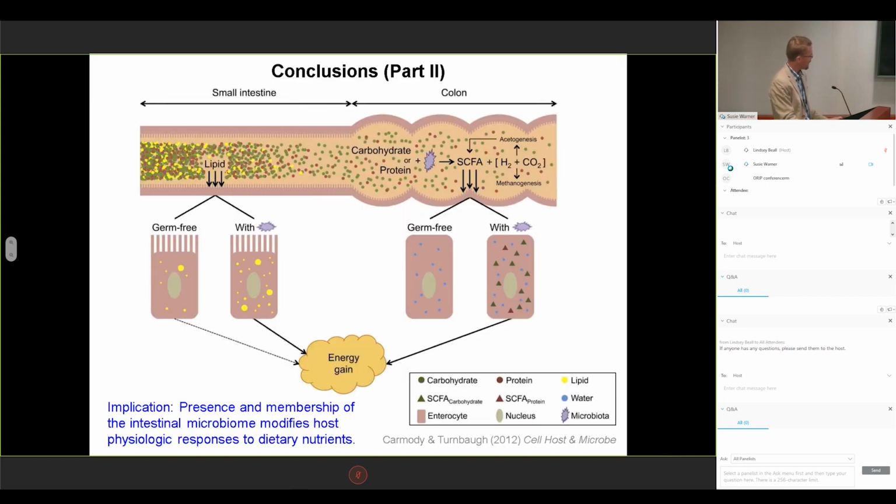This just summarizes that data. Again, we were able to show that microbes promote fat uptake in the system. And the implication here, though, more broadly, is that the presence and membership of the gut microbiome affects nutritional physiology. And so the microbiome is going to be a part of the equation that we're trying to solve here as a group.